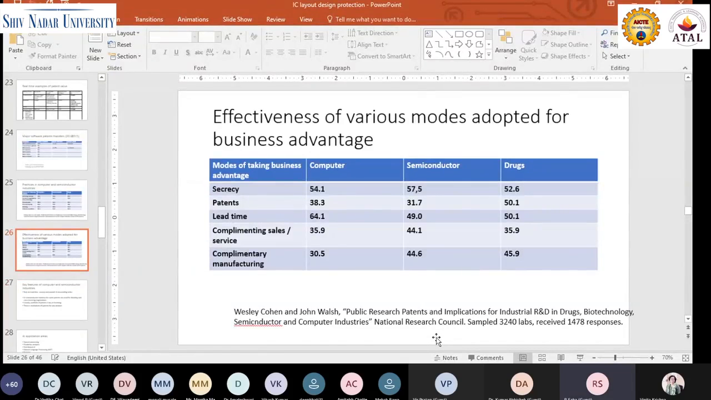So this is what I was saying. The computer and semiconductor industries rely very heavily on secrecy. That is trade secret, which I mentioned, which would be manufacturing know-how, chemical formulations, it could be software, then patents and lead time. Now, lead time is something which is very important from the marketing and business point of view.